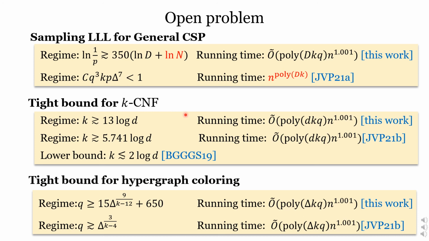Similarly, our algorithm works for hypergraph coloring if Q is no less than 15 times Delta to the 9 over (k minus 12). Recently, this bound was improved to Q no less than Delta to the 3 over (k minus 4). So, what is the tight bound of hypergraph coloring?